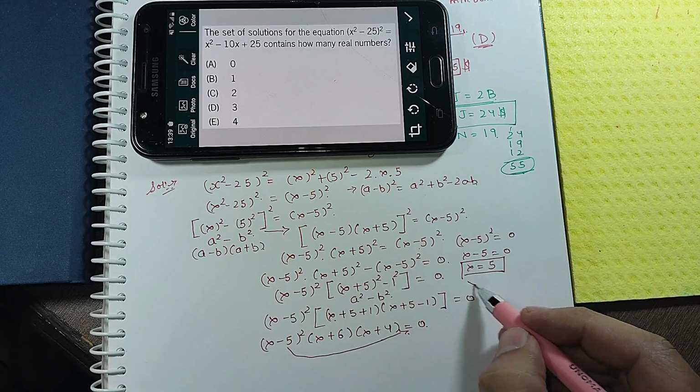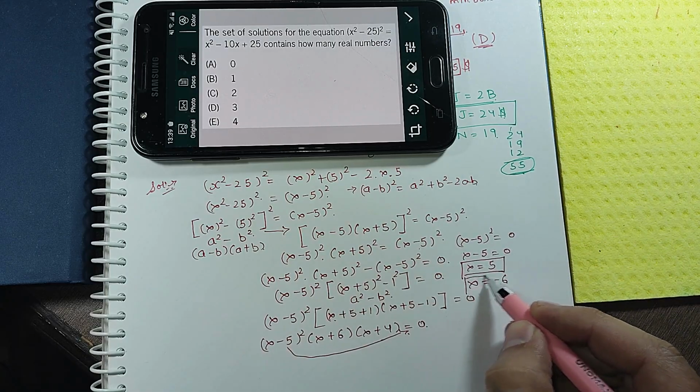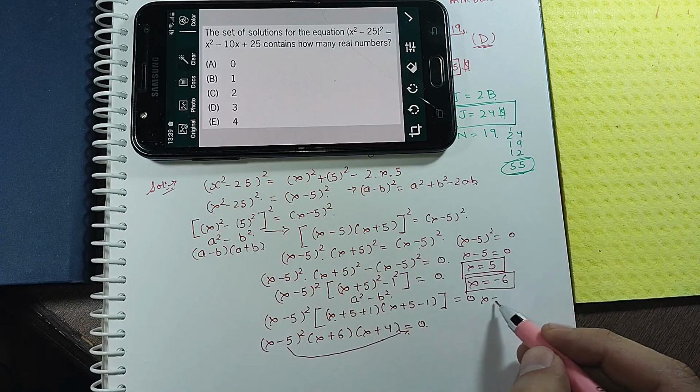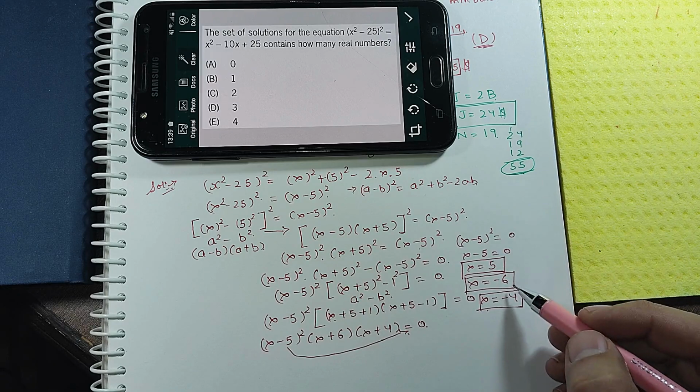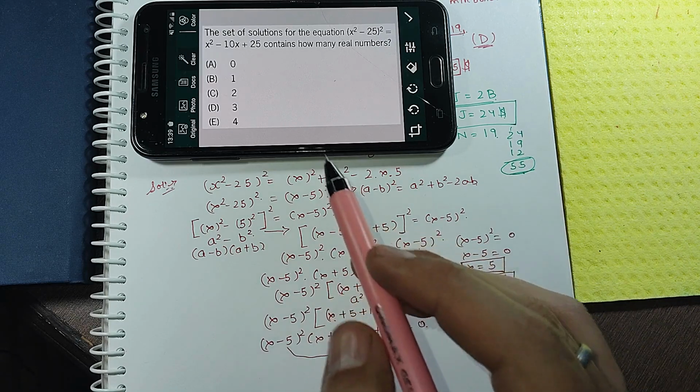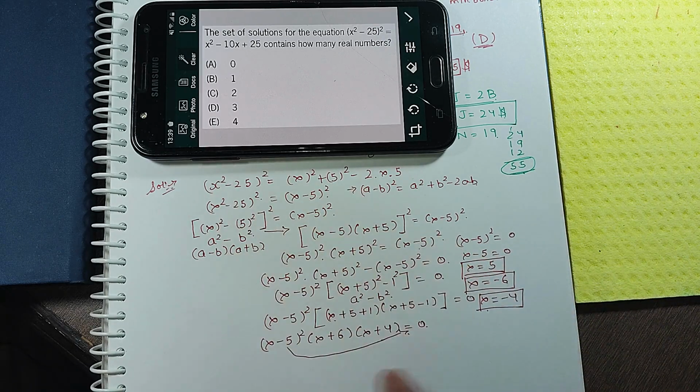And from here I will be getting the value x equal to minus 6 by equating it to 0, and x equal to minus 4. So in all there are 3 possible values: 5, minus 6 and minus 4. So how many real numbers are there? 3. So the right option will be option number D.